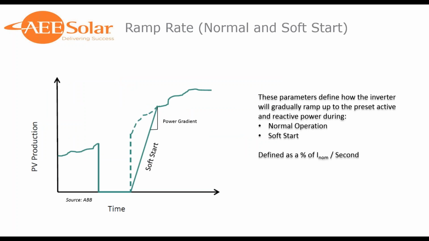Ramp rate. This is another really beneficial one in my eyes. What we're talking about here is, of course, how the inverter ramps back up to full operating power after an event, either cloud cover or a disqualification. So what we see here in this graph is an example of a reconnection. On the y-axis is production, on the x-axis is time.